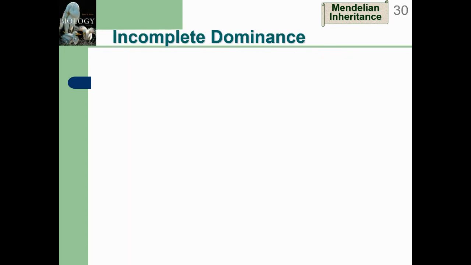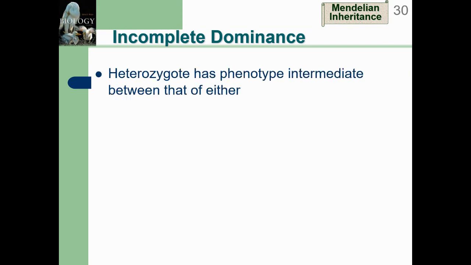All right, so some patterns of inheritance aren't just simple dominant recessive. They're a little more complicated or a little bit different, and would have really messed up the math for Mendel. Incomplete dominance is when the heterozygote has a phenotype that's intermediate. It's a halfway, it's a blending. This is our blended inheritance. So there are some traits where it doesn't end up with the homozygote or heterozygote, recessive or dominant. It ends up an in-between.